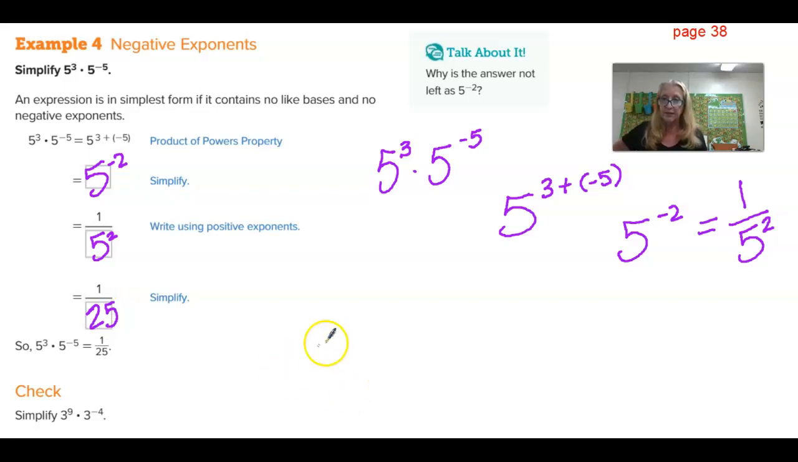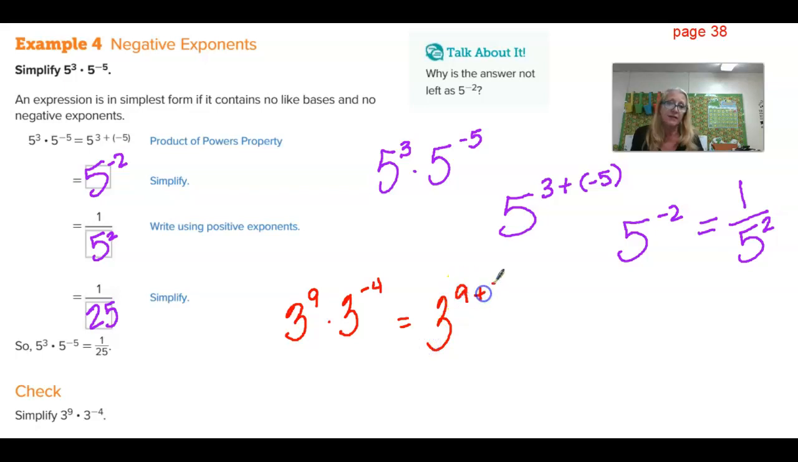So we have a check down here. See the check? We'll do it in a different color so it stands out. We have 3 to the 9th times 3 to the negative 4. The product of powers property says that we have to add the exponents when we're multiplying. So we would have 3 to the 9 plus negative 4. Well, 9 plus negative 4 is positive 5, so this is just 3 to the 5th power. Our answer did not end up having a negative exponent, so we don't have anything to fix.